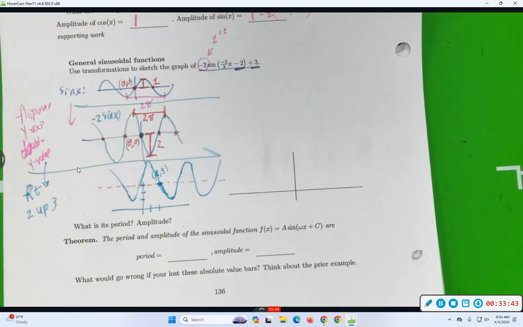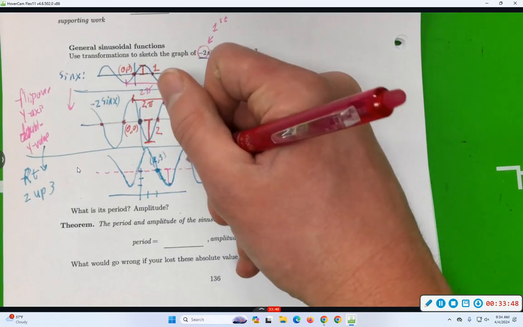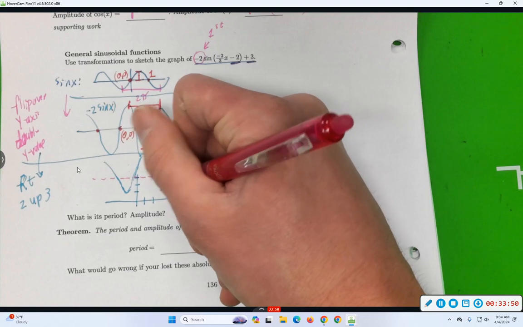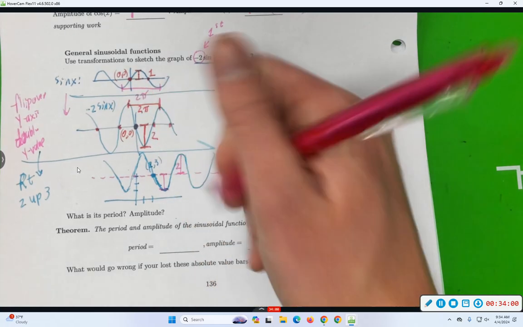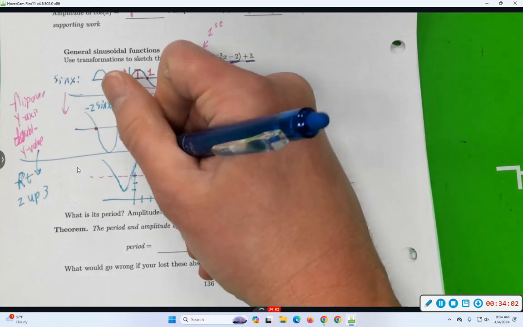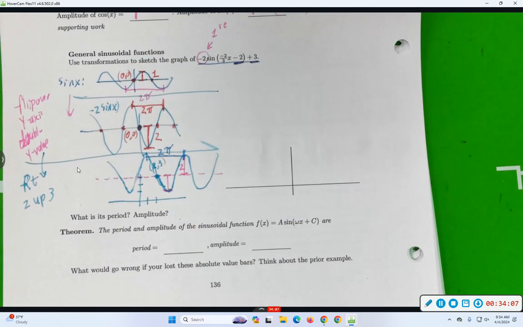So let's now address the same things. What is the amplitude of this function? Still 2? I've just taken the whole thing and shifted it up. The amplitude doesn't care if you shift it up. Amplitude is 2. What's the period? Still 2 pi. I haven't done anything that changes the period. All right, cool. What's the last thing I need to deal with?